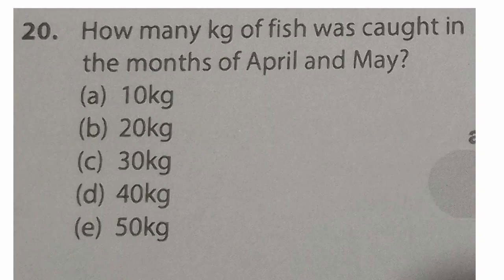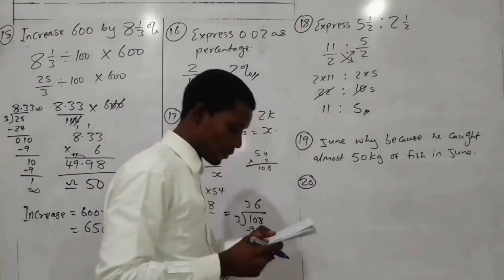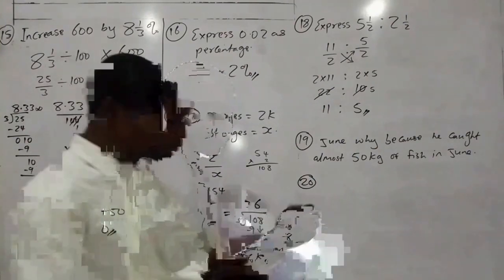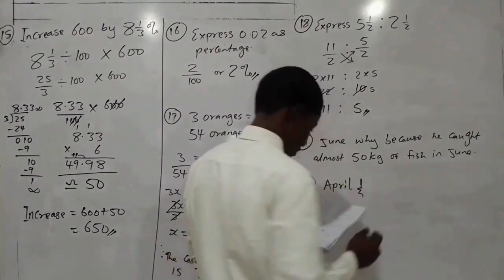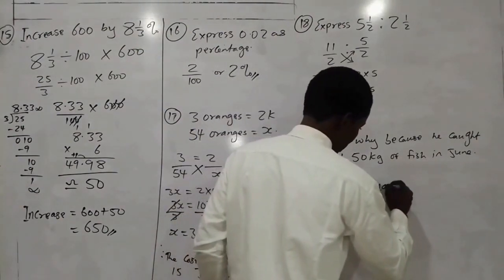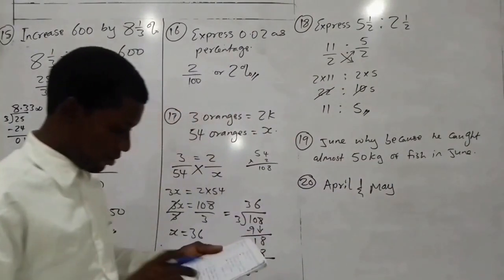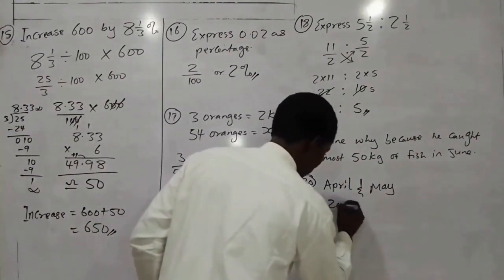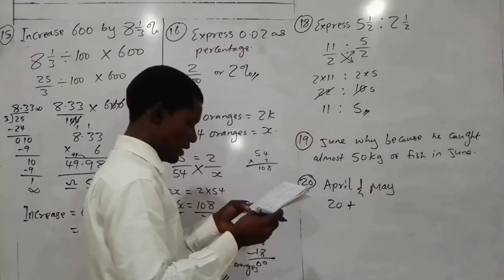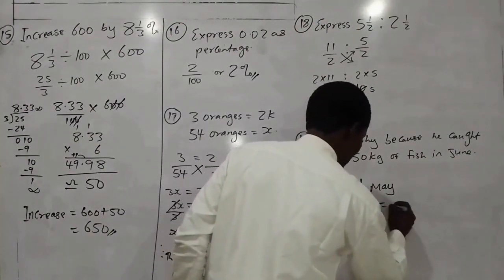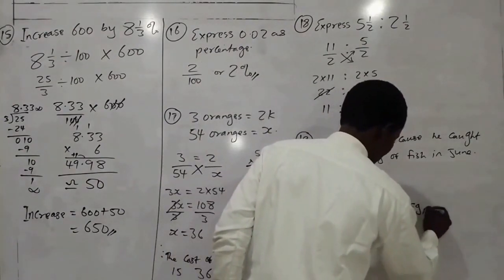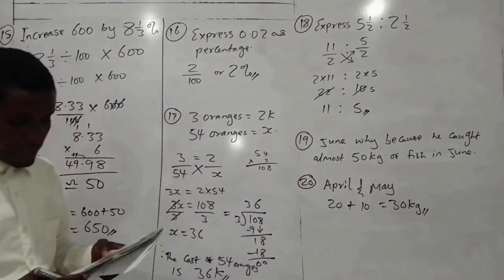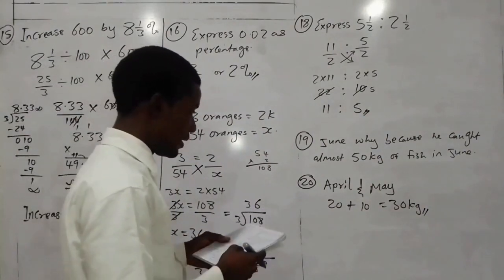Question 20 now. How many kilograms of fish was caught in the month of April and May? April and May. Now, checking our graph, our April is 20 plus our May is 10. So the total amount of fish caught in the month of April and May is 30 kilograms of fish was caught in the month of April and May. Question 21.